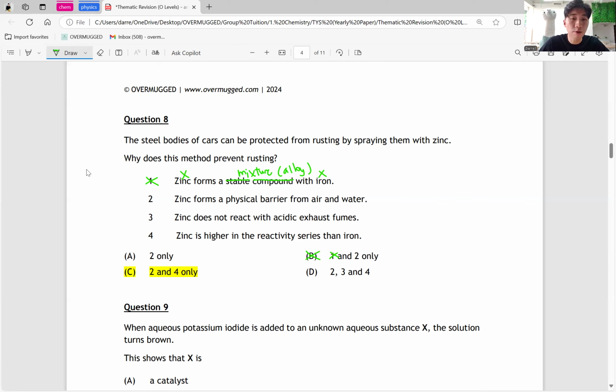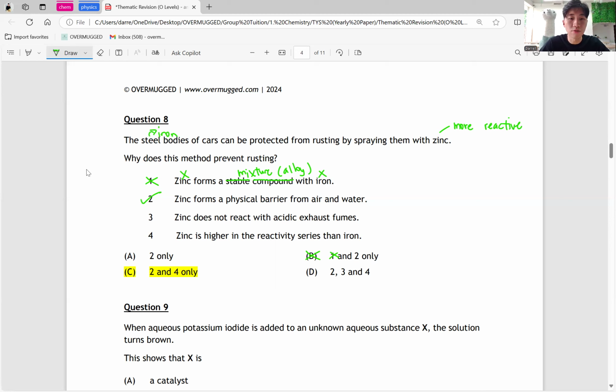Next, zinc would form a physical barrier from air and water. Now, is this true? Yes, it's because zinc is more reactive than iron. So that is one of the more important things that you need to recognize here based on how you have remembered your reactivity series, either via mnemonics or song. I don't really care. But the main point is that zinc is more reactive than the iron that's present in steel. Okay, so this statement here is true.